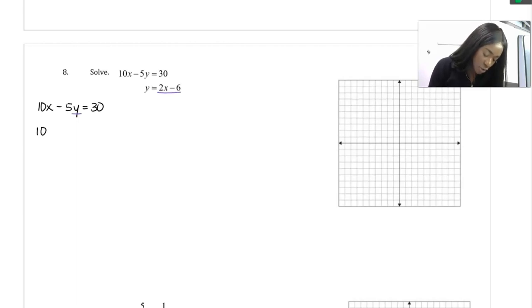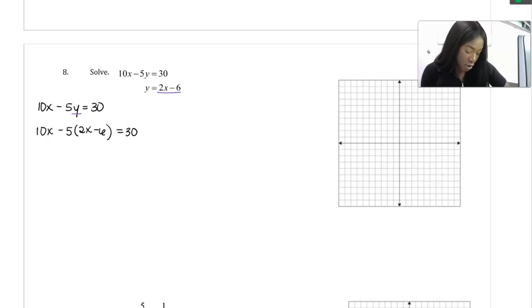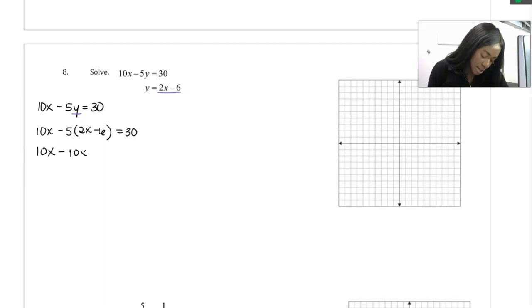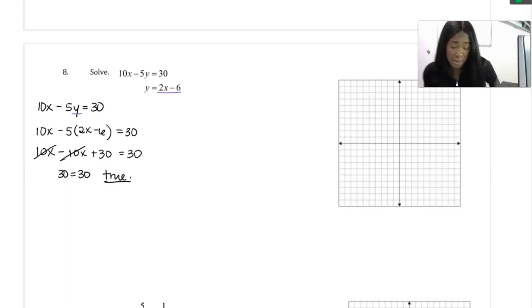Please make sure that you're using parentheses when you do that because you will need to distribute that negative 5. So we have 10x minus 10x plus 30 equals 30. So the 10x's cancel and we're left with 30 equals 30, which is something that is true. It doesn't really tell us much about the system, but that is a true equation.